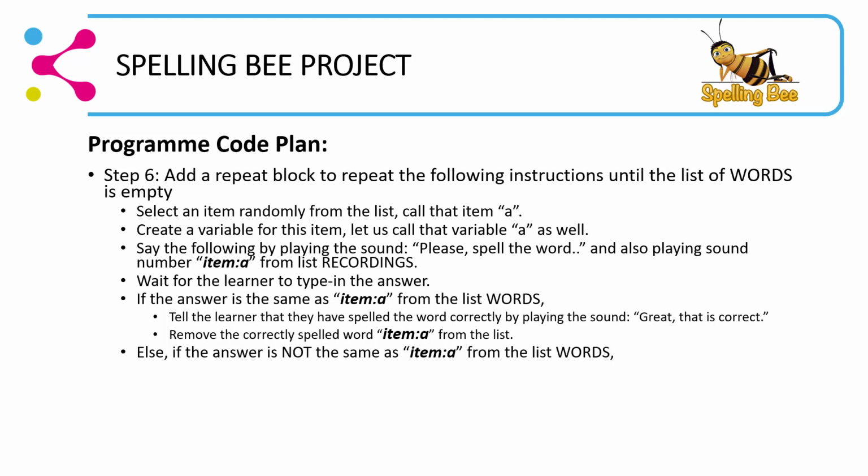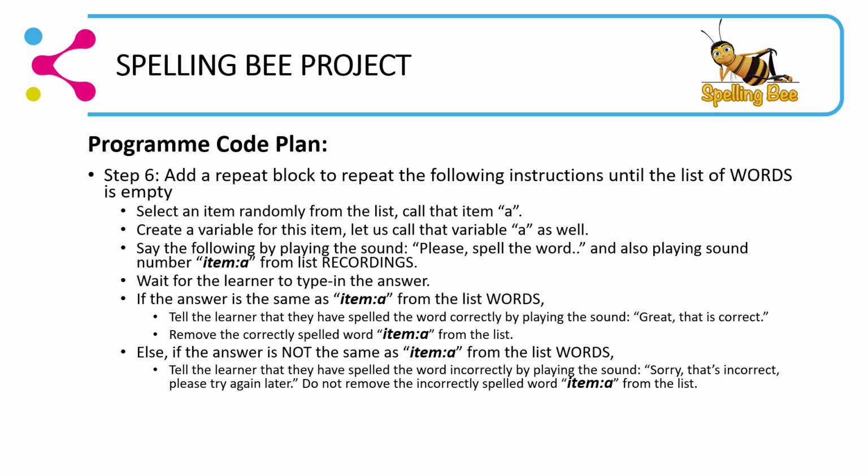Else, if the answer is not the same as item A from the word list, then the learner has spelled the word incorrectly. Tell the learner that they have spelled the word incorrectly by playing the sound. Sorry, that's incorrect. Please try again later. In this case, do not remove the incorrectly spelled word item A from the list so that the learner can try again later to spell the word when it is chosen. The instructions A, B, C, D, and E above will be repeated until the list is empty.